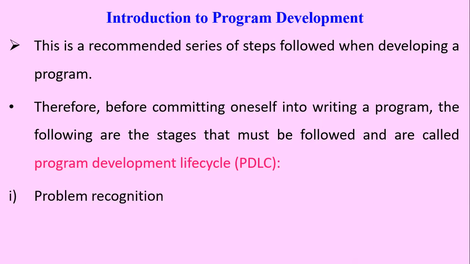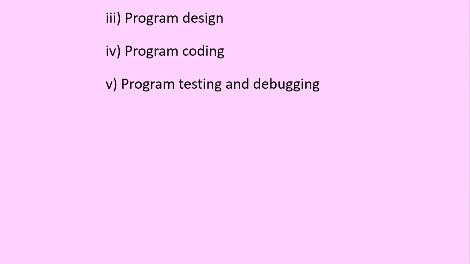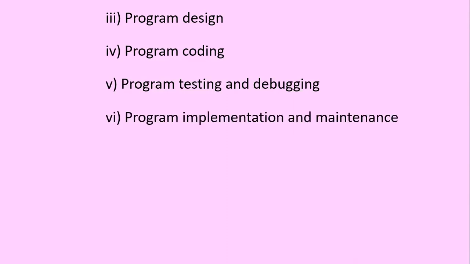They are: number 1, problem recognition. Number 2 is problem definition. Number 3 is program design. Number 4 is program coding. Number 5 is program testing and debugging. While number 6 is program implementation and maintenance. And number 7 is program documentation.